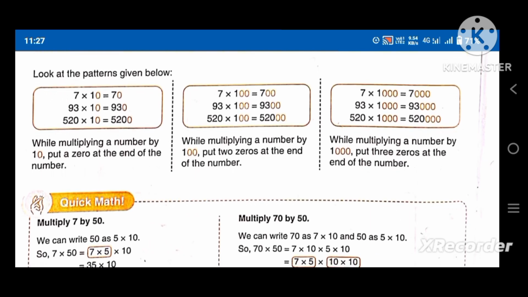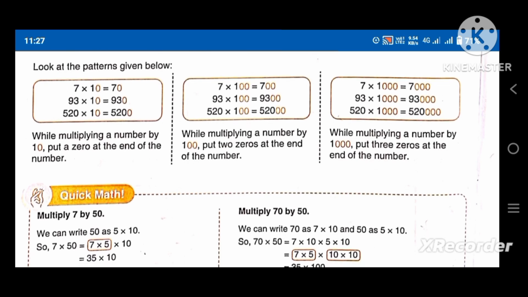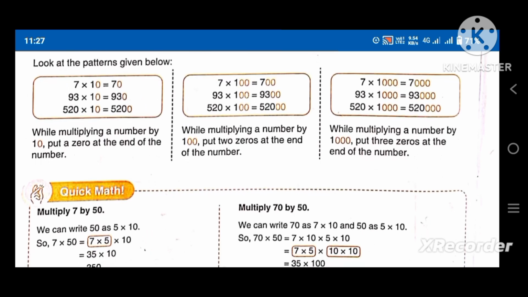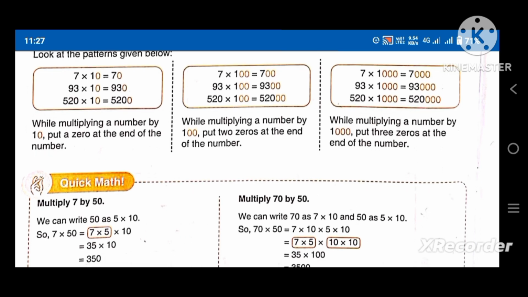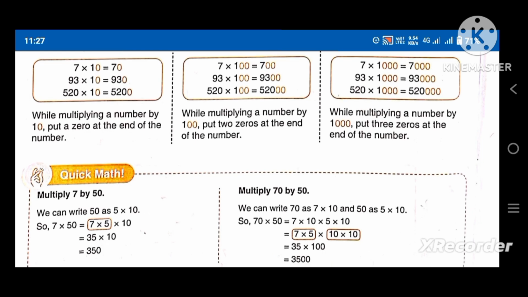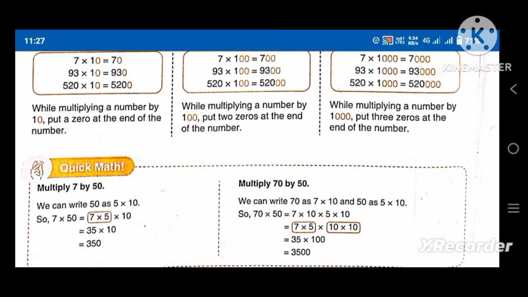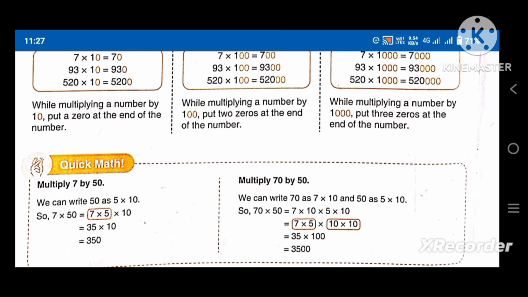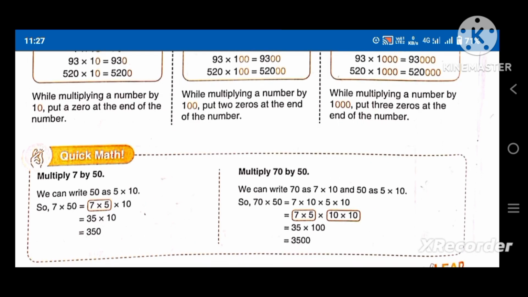Look at the patterns given below. 7 into 10 is equal to 70. 93 into 10 is equal to 930. 520 into 10 is equal to 5200. 7 into 100 is equal to 700. 93 into 100 is equal to 9300. 520 into 100 is equal to 52,000.